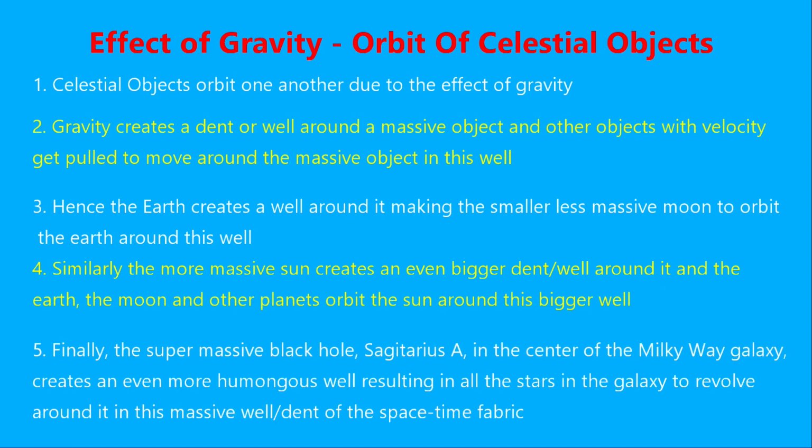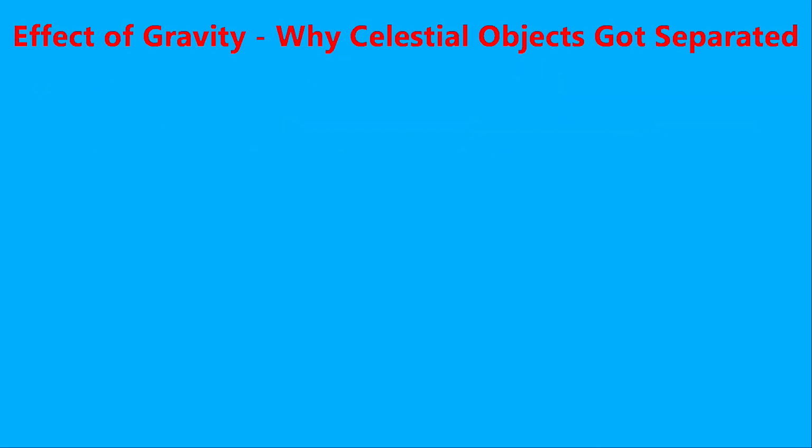Finally, the supermassive black hole, Sagittarius A, in the center of the Milky Way galaxy, creates an even more humongous well, resulting in all the stars in the galaxy to revolve around it in this massive well or dent of the space-time fabric. Next is why celestial objects got separated.